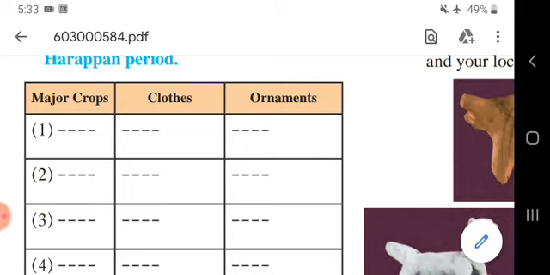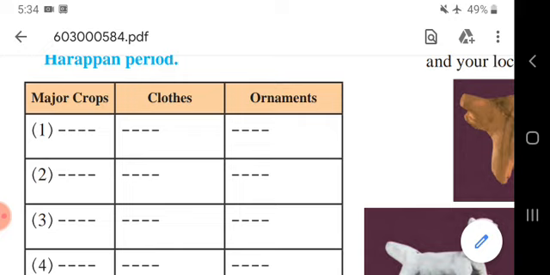What were the major crops first? Major crops were wheat, barley, rice, sesame. I'll read again: wheat, barley, rice, sesame. What are the clothes they used to wear? First, woven and dyed, D-Y-E-D, cloth from cotton. Second, woven cloth from wool. Third, knee-length garment. Fourth, upper garment.